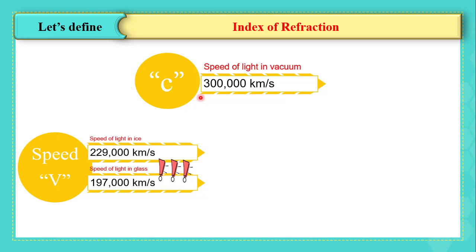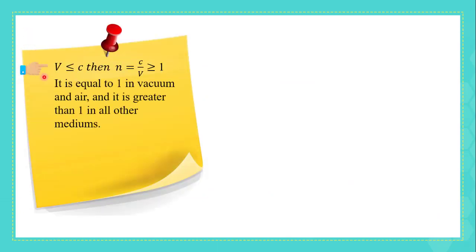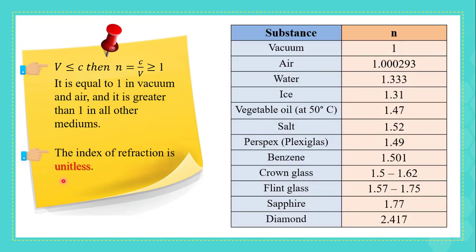That's why in optics we need to define a physical quantity n, called the index of refraction, where each medium is associated with a well-defined value of n, and where n is the ratio of the speed of light in vacuum to its speed in a given transparent medium. Note that since v is smaller than or equal to c, then n equals c over v is greater than or equal to 1. Then n is equal to 1 in vacuum and in air, and it is greater than 1 in all other mediums. Also note that the index of refraction is unitless.